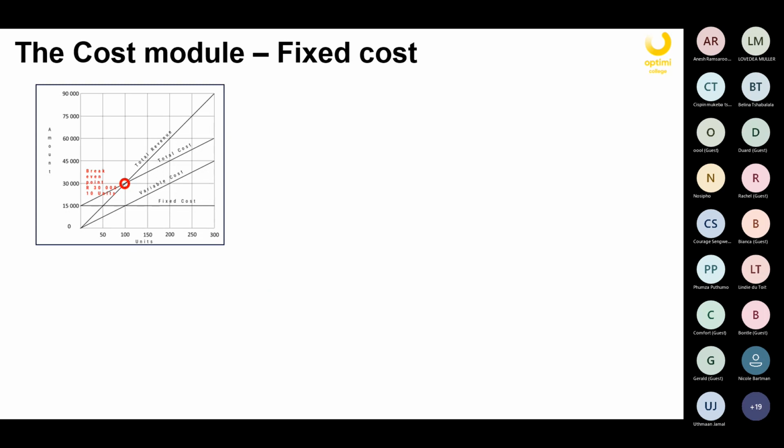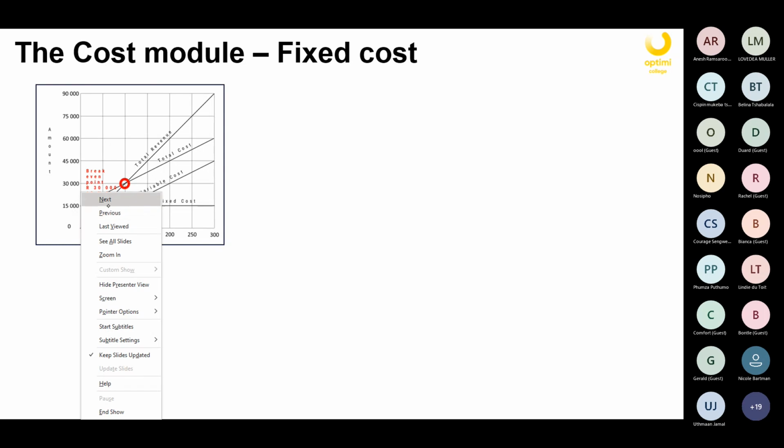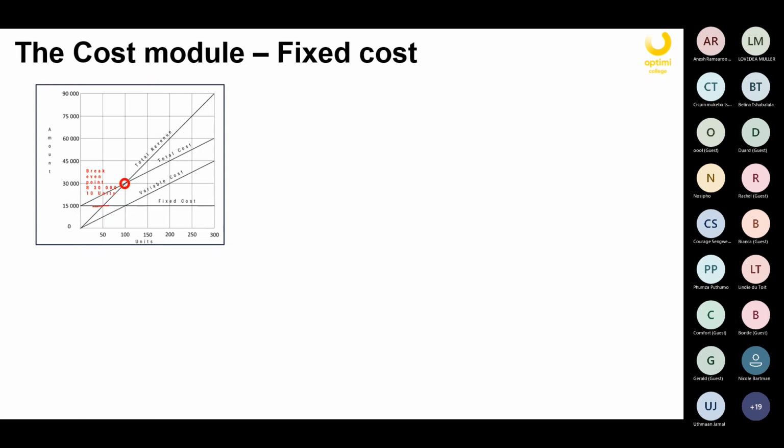The first one that you need to get, and this is the easiest one to get, is the fixed cost. Fixed cost, if you don't know what it is, means the cost does not change depending on the number of units that we produce. Which means it is easy to identify the fixed cost because it will be a straight line. There we go, that's the fixed cost.